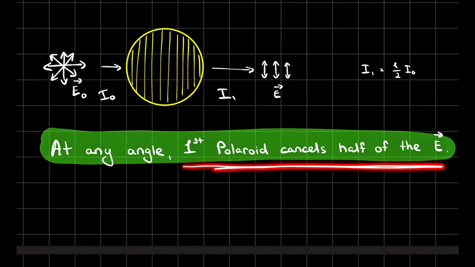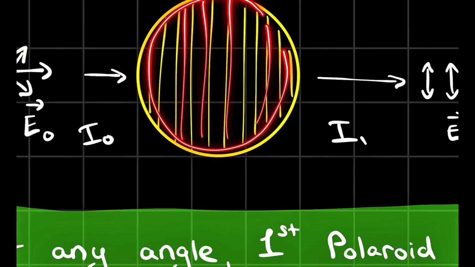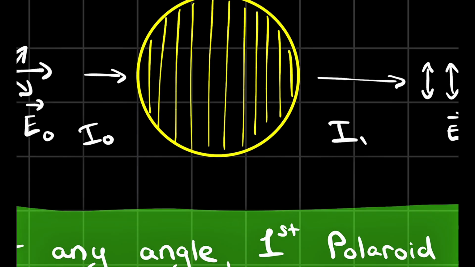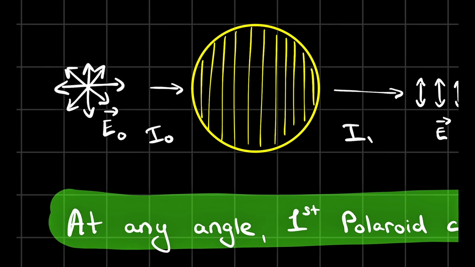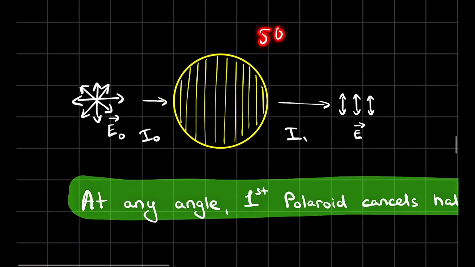The first Polaroid cancels half of the electric fields. It does not matter at which angle we put our Polaroid. It can be like this, it can be this kind of angle. It does not matter even if it's totally horizontal. Any angle of the Polaroid will not let half of the incoming light pass through. It will always be 50%.